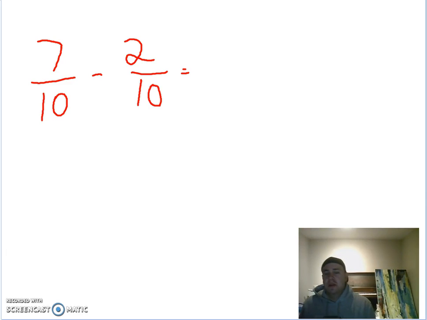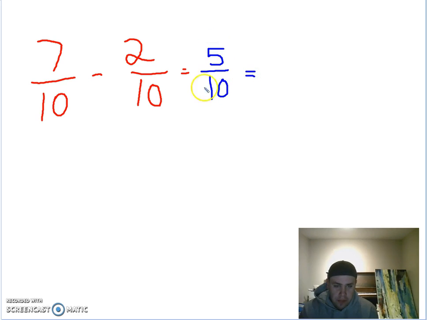First question. This one's already set up for us, very nice. We have 7/10 minus 2/10. So our common denominators are already set up for us. We both have 10 in the bottom, in the denominator slot. So now what I can do is I can just subtract the numerators. 7 take away 2 is 5. And then I'm just going to keep the denominator the same, 5/10.